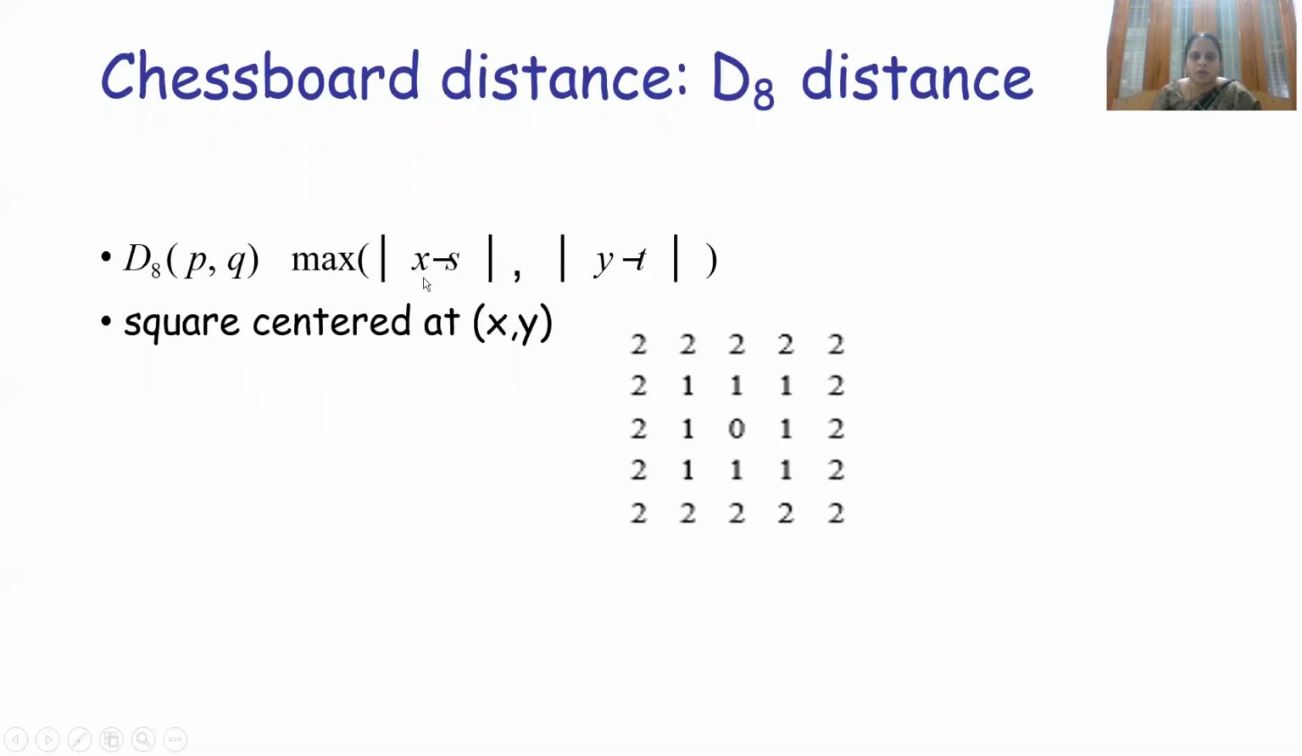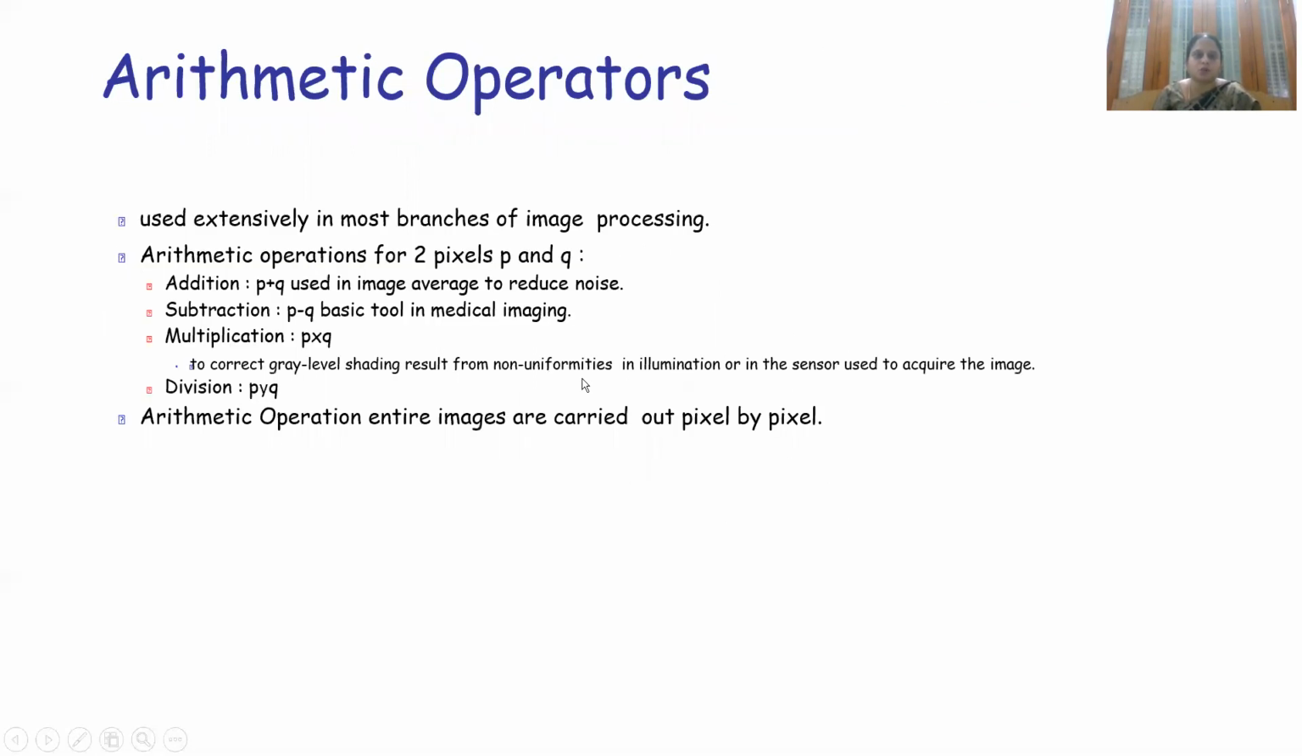So how will you find the distance between, for example, you consider this point 2. The distance between this pixel and this pixel is x minus s. X is 0 comma 0, means 0 minus 2 and 0 minus 2, modulus value, 2, 2. Which one is the maximum value? 2. So the distance between this pixel and this pixel is 2. That is the chessboard distance.